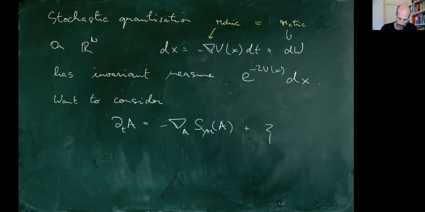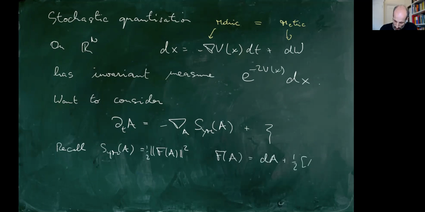Now, first let's try to see what that equation actually looks like a bit more precisely. So our Yang-Mills functional was of the form, maybe a half, F of A squared, and F of A is dA plus a half times this sort of wedge product with a commutator in the Lie algebra.